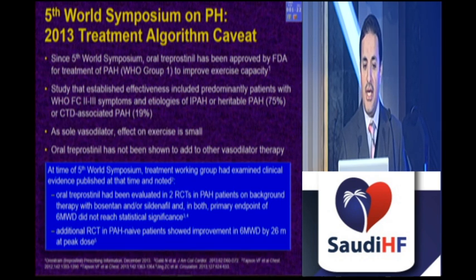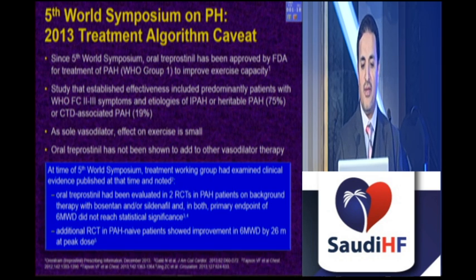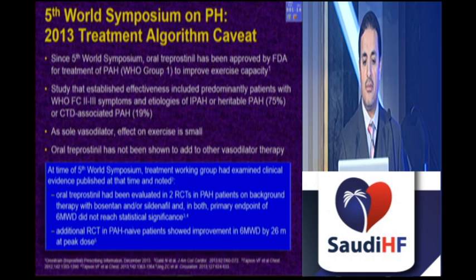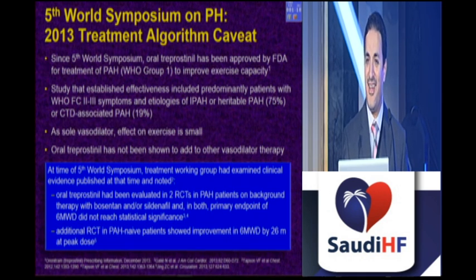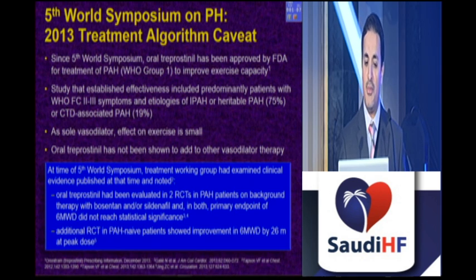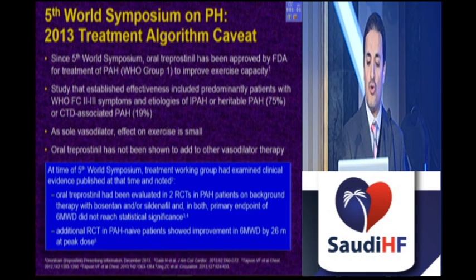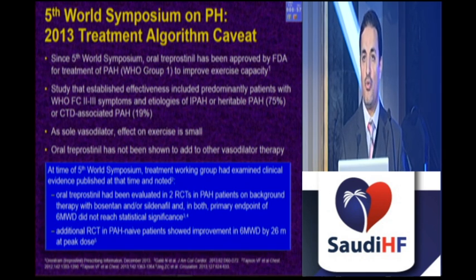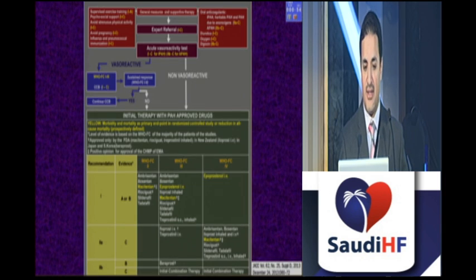So the treatment algorithm caveat here, and this is more of a side point, is that since that time, oral treprostinil, which is another prostacyclin used in pulmonary hypertension management, has been approved by the FDA. This is good news because it's an oral medication. However, it was also one of those medications that were studied and showed increased 6-minute walk distance, no mortality findings.